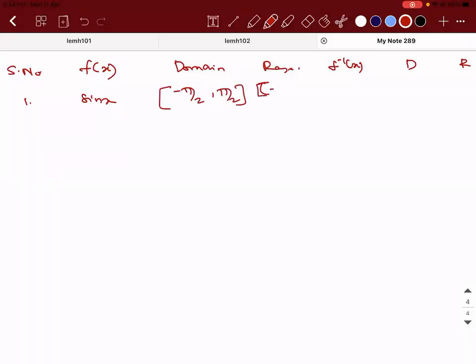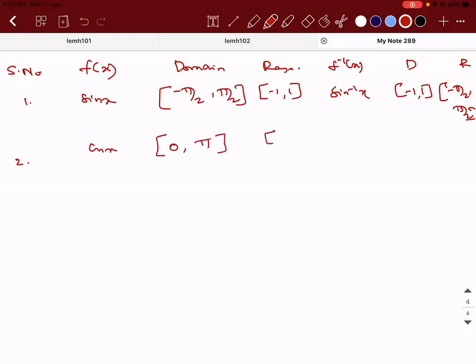Range is minus 1 to 1. So f inverse, sorry, sin inverse x, domain is minus 1 to 1 and range is minus pi by 2 to pi by 2. Okay. Second, what about cos x, guys? Restricted domain 0 to pi and range is minus 1 to 1. Cos inverse x domain is minus 1 to 1 and range is 0 to pi.